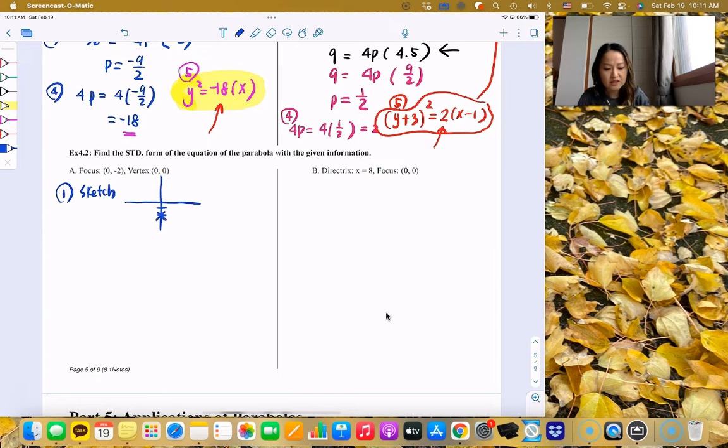Okay, so I have this focus here. Vertex is (0, 0). Oh, so I know h, k, right? Okay, well, I know also so much information. I know that focus is 2 away, that's p. So p is 2, right? But I also know the direction of my parabola, and I know that my parabola looks like this.